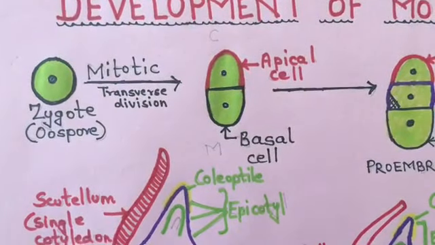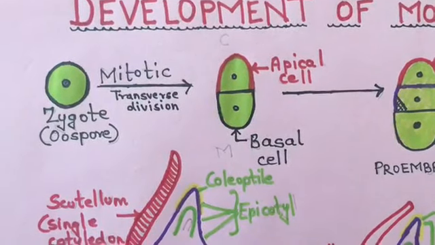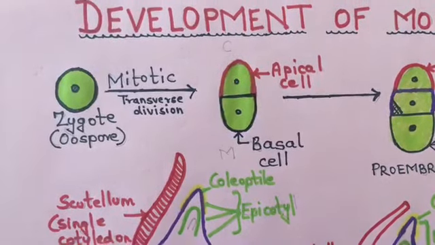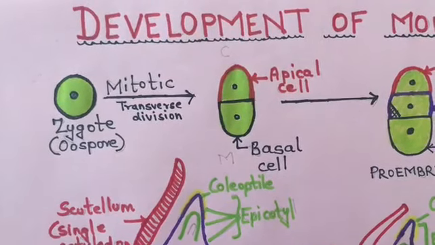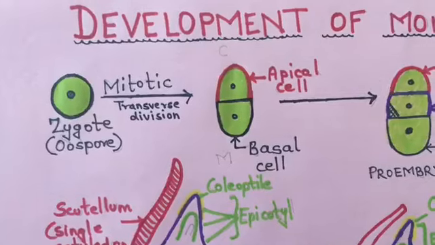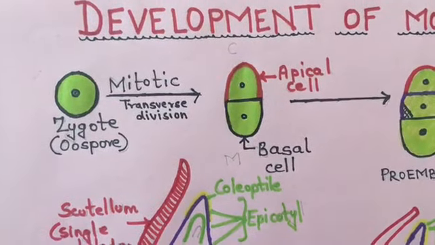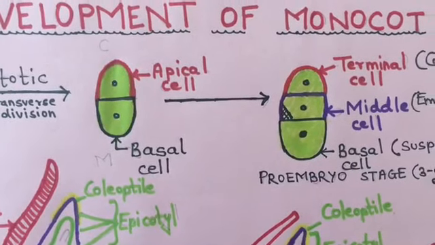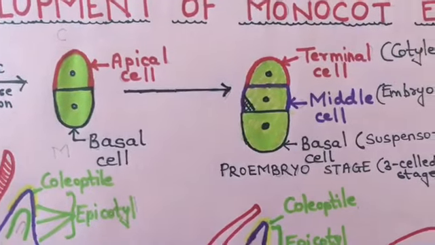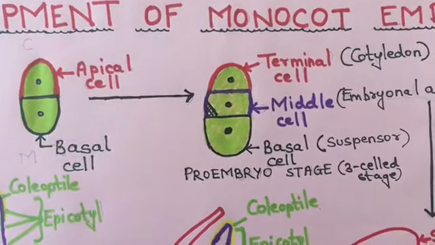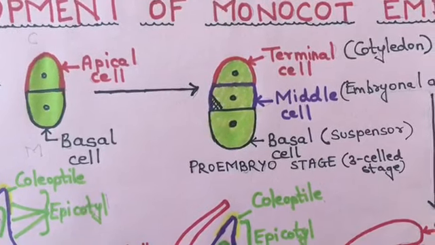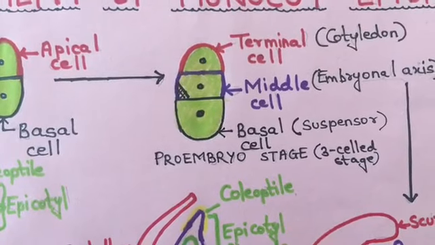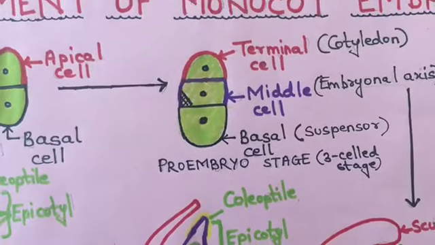Later, as you must have seen in my earlier video on the development of the dicot embryo, the zygote divides first into two cells, similar to the monocot, but now there is a slight change. The basal cell remains as it is, with no division, but the apical cell further divides into two and forms a terminal cell and a middle cell. Therefore, here we observe a three-cell stage embryo.